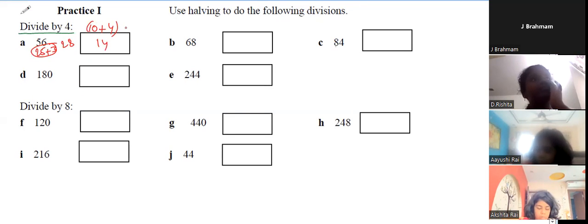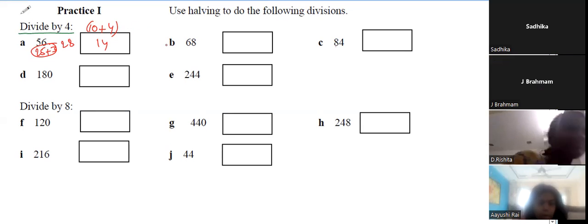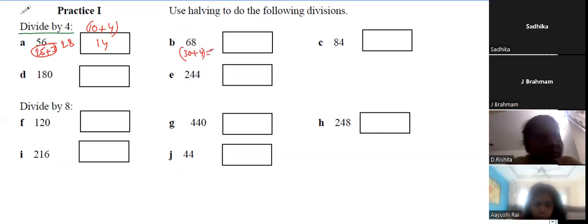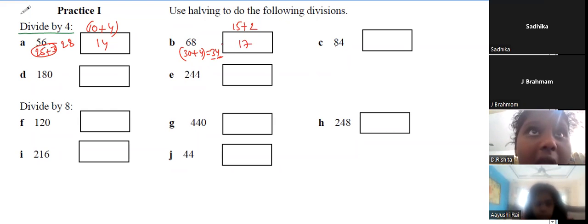Then Ayushi, B. 60's half is 30 and 8's half is 4. 30 plus 4 is 34. And then the half of 30 is 15, and half of 4 is 2, and 15 plus 2 is 17. Yes, that's your answer. And Sadika, this is your question, G. 80's half is 40.